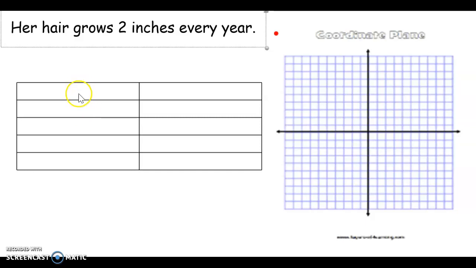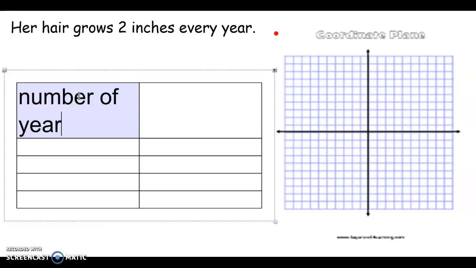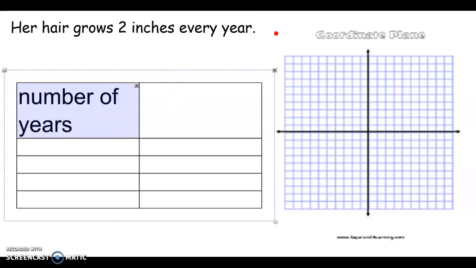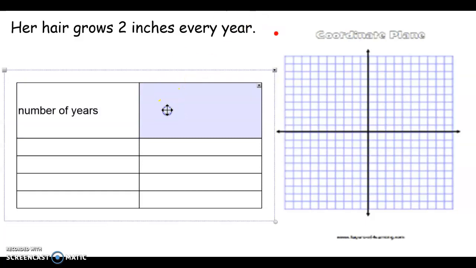So the two things we have are going to be the number of years. Now that's some really big font there. Let me see if I can make that a little smaller. Nope. Maybe if I highlight it first. There we go. Our number of years and the length of the hair.